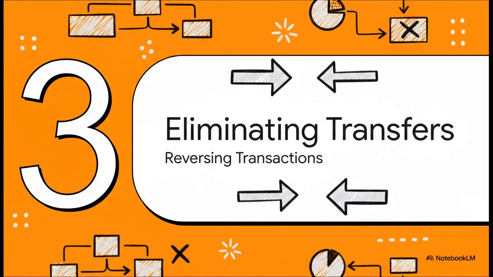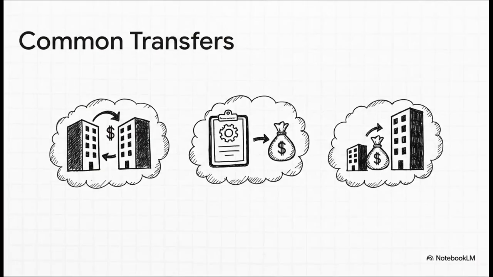Okay, theory's over. Let's get practical and see how this works. We'll start with the easy stuff, eliminating internal transfers. So what kind of internal noise are we filtering out? Well, you've got your common ones. If one company loans money to another, we've got to cancel out the loan receivable against the loan payable. If the parent charges the subsidiary a management fee, we get rid of the revenue on one side and the expense on the other. And a big one, which we'll look at right now, is when a subsidiary pays a dividend up to its parent.